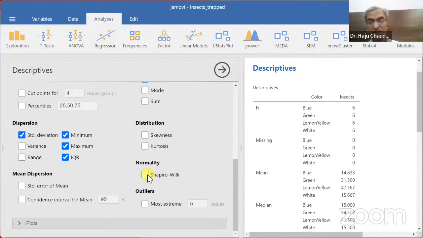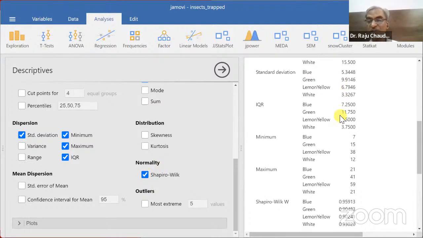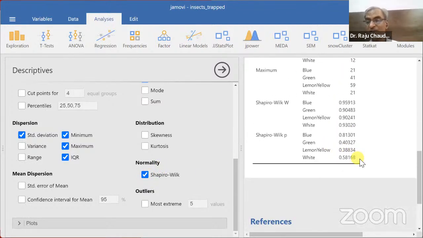You can choose the Shapiro-Wilk test also here. So look at this Shapiro-Wilk test. Actually for this data, it is normally distributed, because if you look at the p-values, all the p-values are not less than 5%. So it is normal, but we can use it just for the comparison.